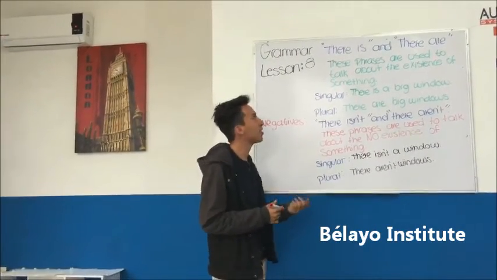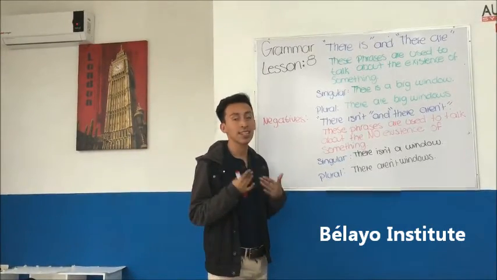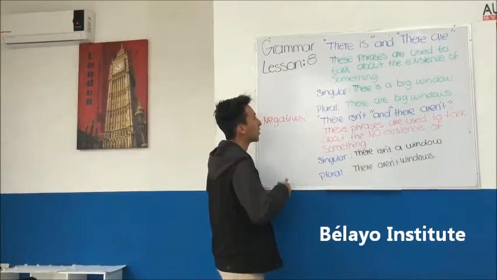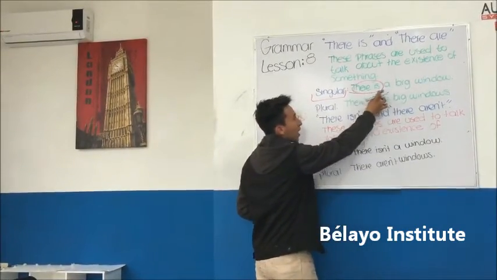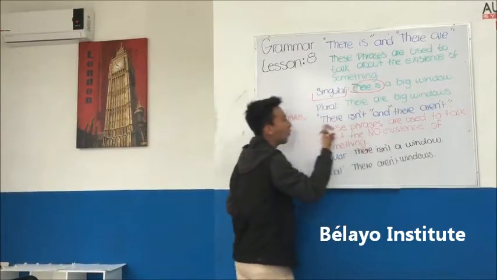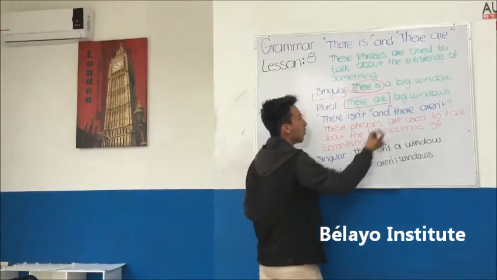Lesson 8. There is and there are. These phrases are used to talk about the existence of something. For the singular form, we're going to use there is. There is a big window. And for the plural form, we're going to change it to there are big windows.